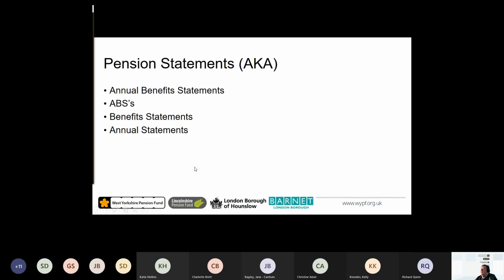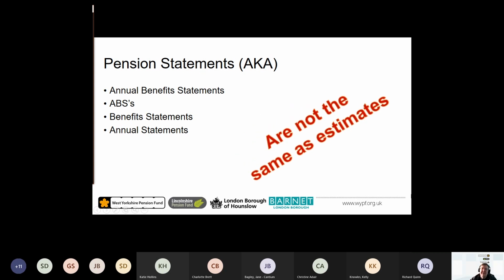So pension statements. Also known as annual benefit statements, ABSs, benefit statements, annual statements, pension forecasts, a multitude of different names. We are trying to be consistent with pension statements just to avoid the confusion, but annual benefit statements, ABSs, benefit statements, annual statements, whatever, all refer to the pension statement.